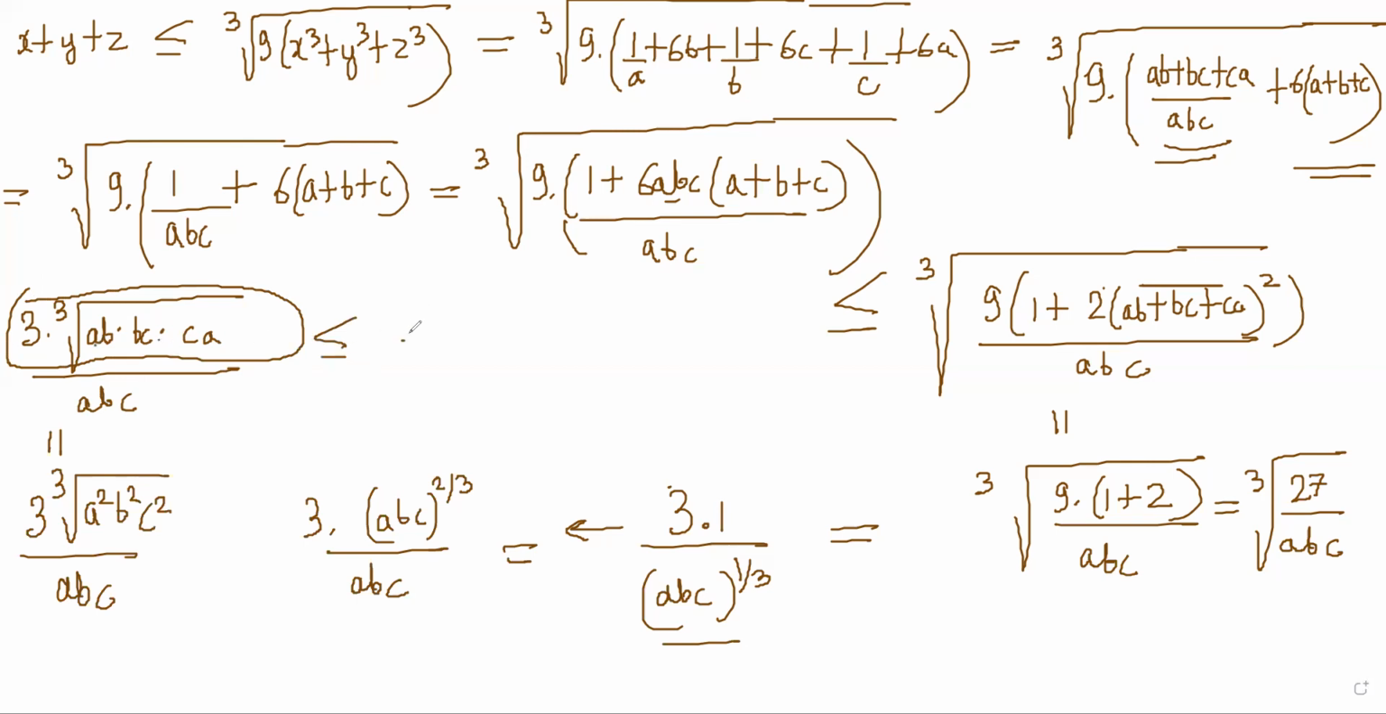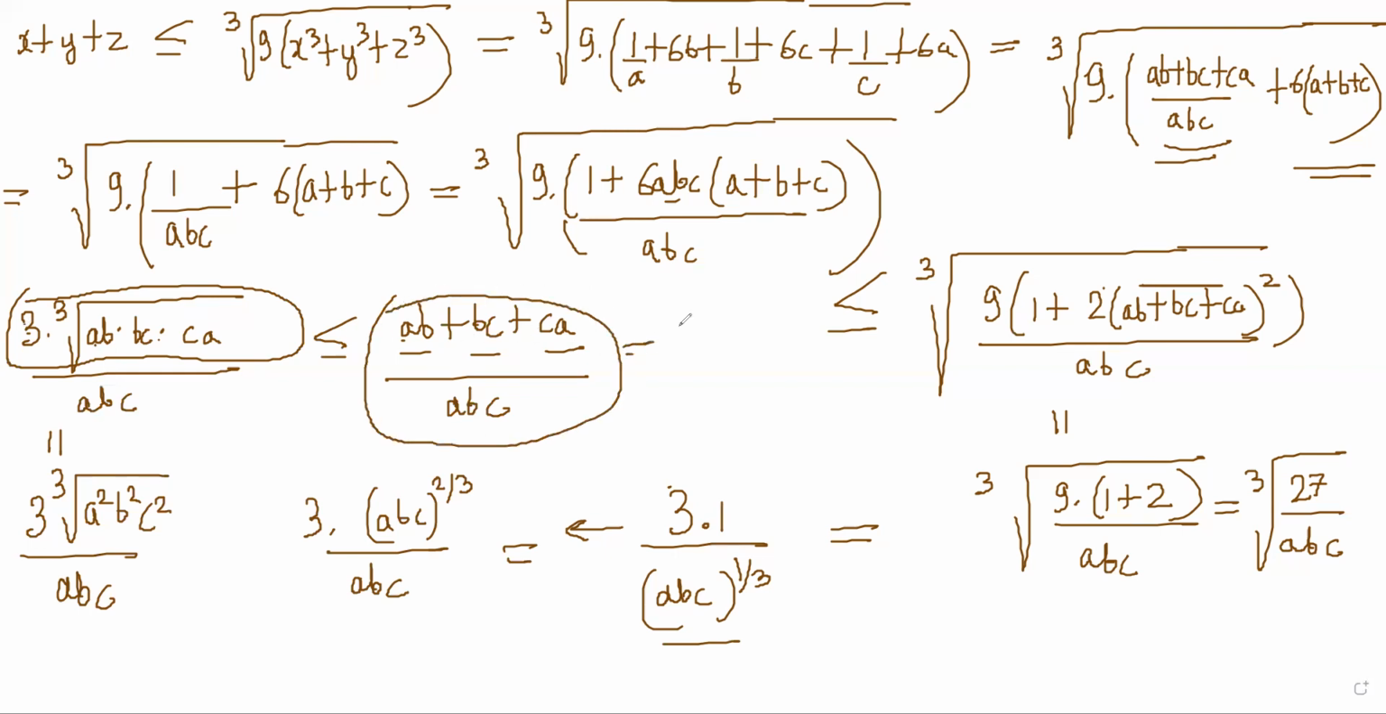It is less than or equal to the AM of AB and BC and CA, right? By ABC. What am I saying here? I'm saying that 3 times cube root of AB into BC into CA is less than or equal to AB plus BC plus CA. You can see that by dividing by 3 here, and this AM will be greater than this. So finally, I'm getting this, which is equal to 1 by ABC, right? Because AB plus BC plus CA is 1.